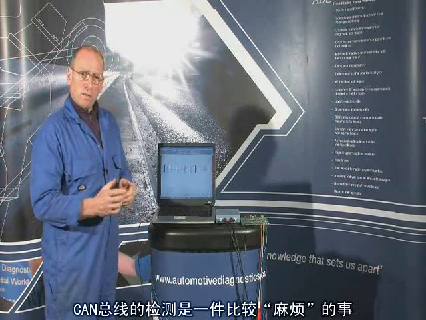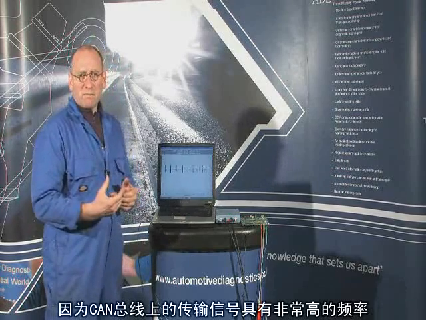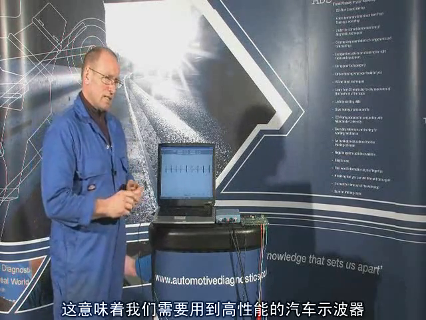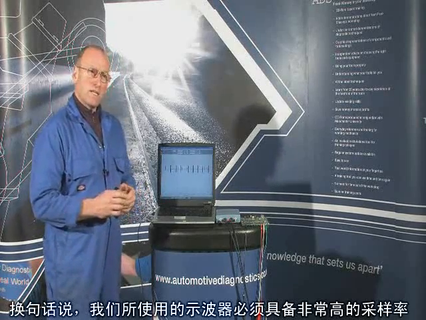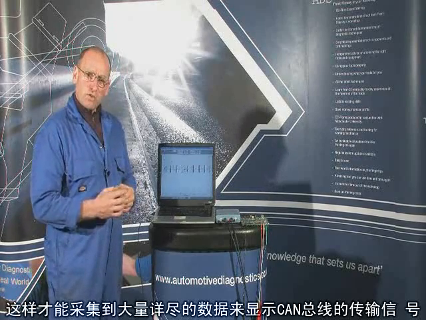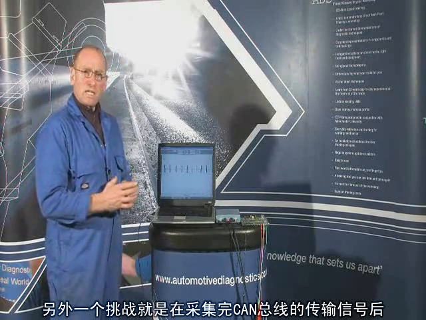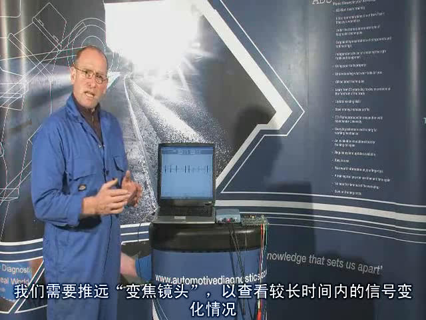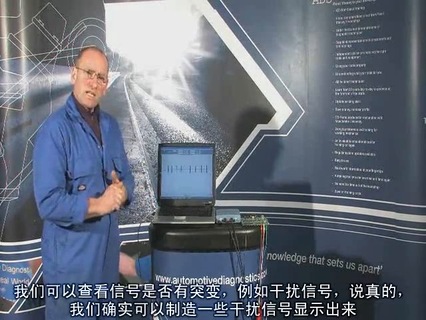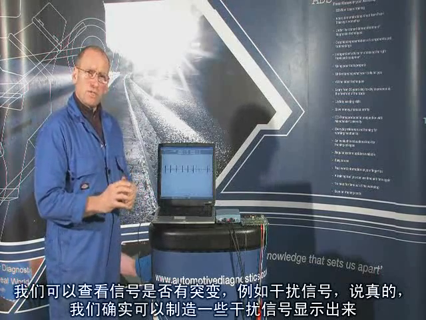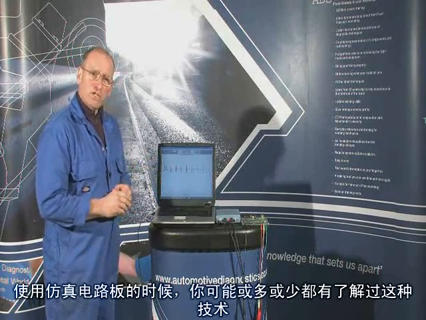CAN presents a unique problem because it's a very high frequency signal, and you need a high performance scope. In other words, the sampling rate must be very, very high to add great detail to the actual CAN message. The other challenge is that having captured the signal, you need to expand and zoom in to look at a large amount of time. In other words, if you're looking for intermittent glitches, and I can actually put an intermittent glitch on this signal. You may notice I'm using a simulation board.